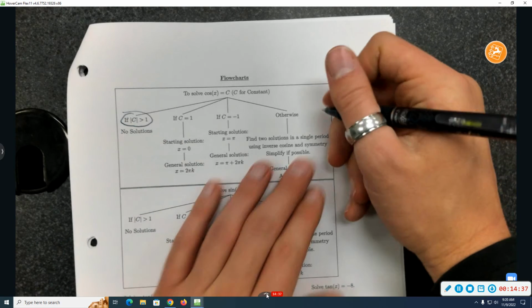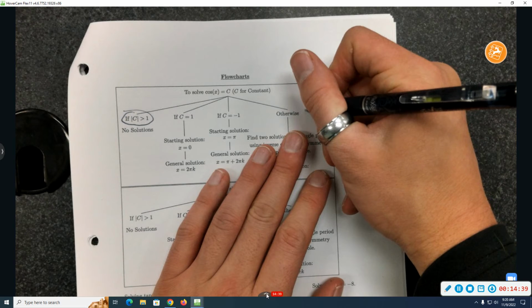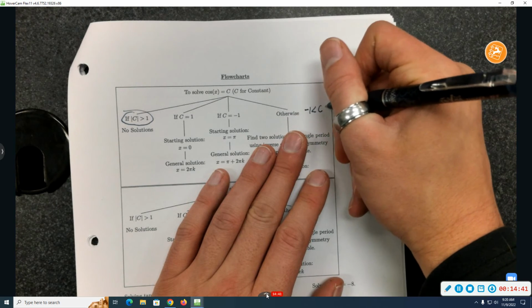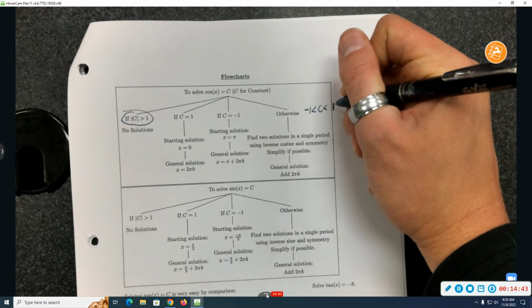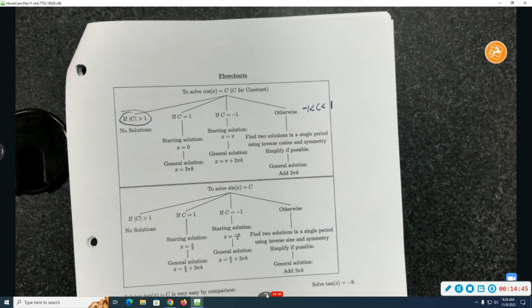If you have the generic case, which is, I guess, negative 1 less than c less than 1, well, then you can do exactly what we just did. There will be two solutions in a single period. One of them will be inverse cosine. The other one will either be negative inverse cosine or 2 pi minus inverse cosine. Take those and add 2 pi k's.